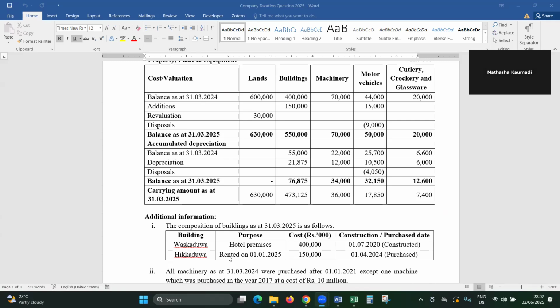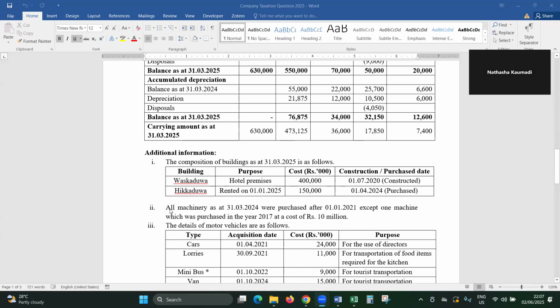3 months rented this building. 150,000 that is newly acquired during the period. Yes, the purchase date is 1st April 2024. As you can see from the dates, the year is 1st April 2024 to 31st March 2025. So you can understand that. Here, newly purchased on the first day of the year, 150,000.